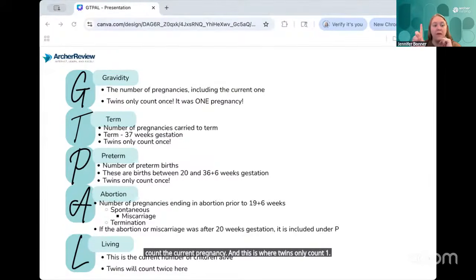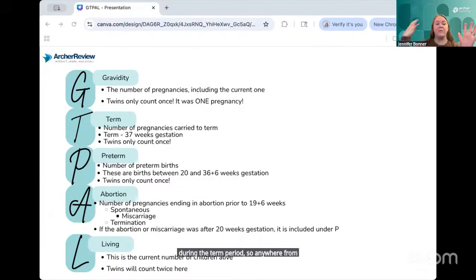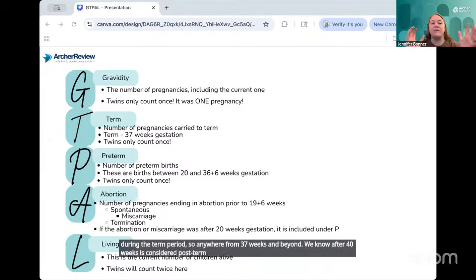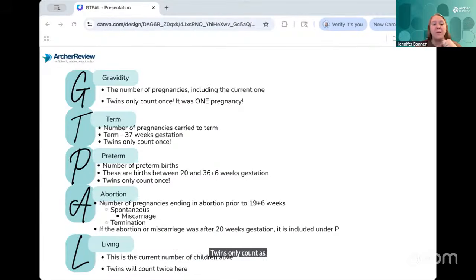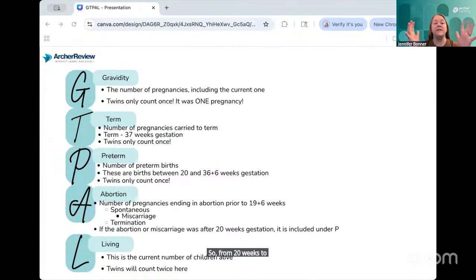It's only one here. Now, term is T for term, right? So term is any pregnancy delivered during the term period, so anywhere from 37 weeks and beyond. We know after 40 weeks is considered post-term, but that is counted in our term number here. And again, twins only count as one. P is for preterm. This is any delivery that occurred in that preterm area, so from 20 weeks to 36 weeks and 6 days.